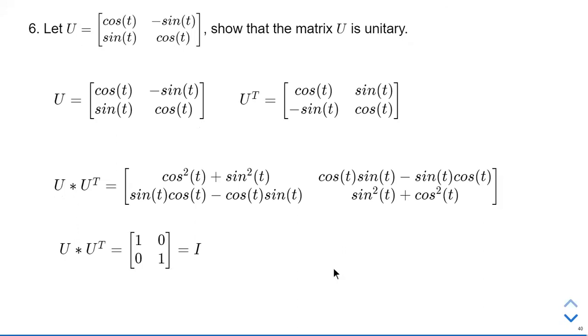So you can prove this for any given matrix U. You take U and then U Hermitian or U transpose and see whether it is an identity matrix. If it turns out to be an identity matrix, then it is a unitary matrix, and a unitary matrix is also an orthogonal matrix. So in this case we can say it is an orthogonal matrix as well.